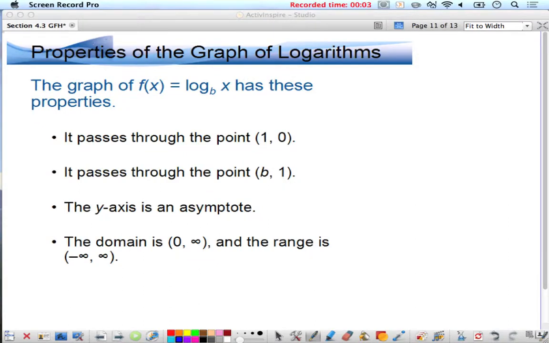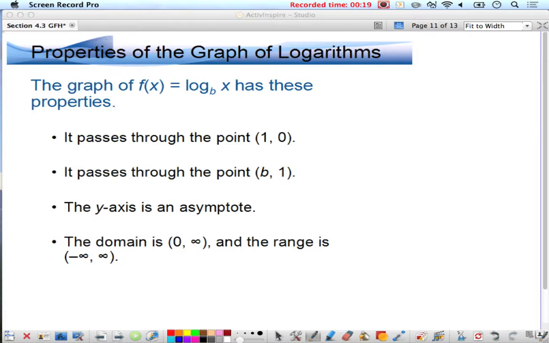So finally, we want to talk about the graphs of logarithms. Now that we understand them a little bit, what their bases are, what they mean, and how to work with them and evaluate them, we want to know, what do their graphs look like? Well, the graph of y equals log base b of x has the following properties.